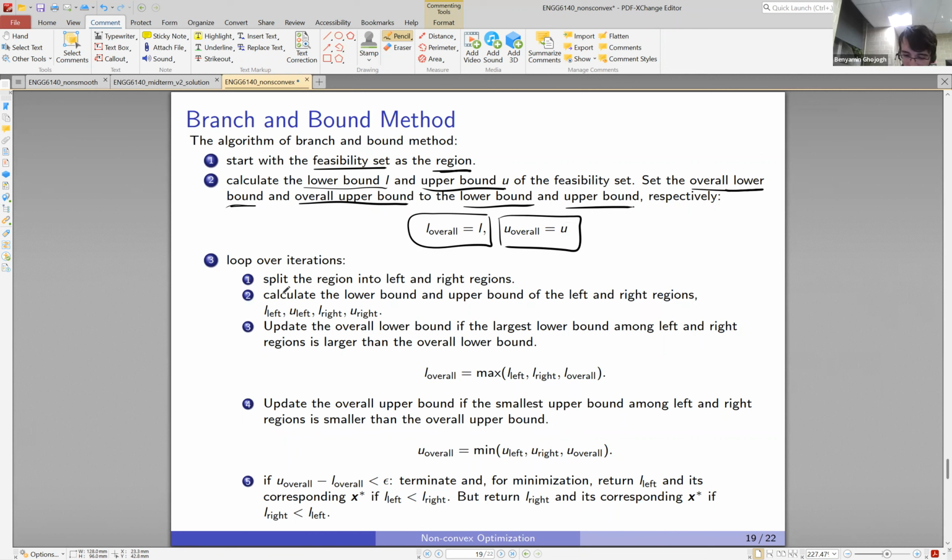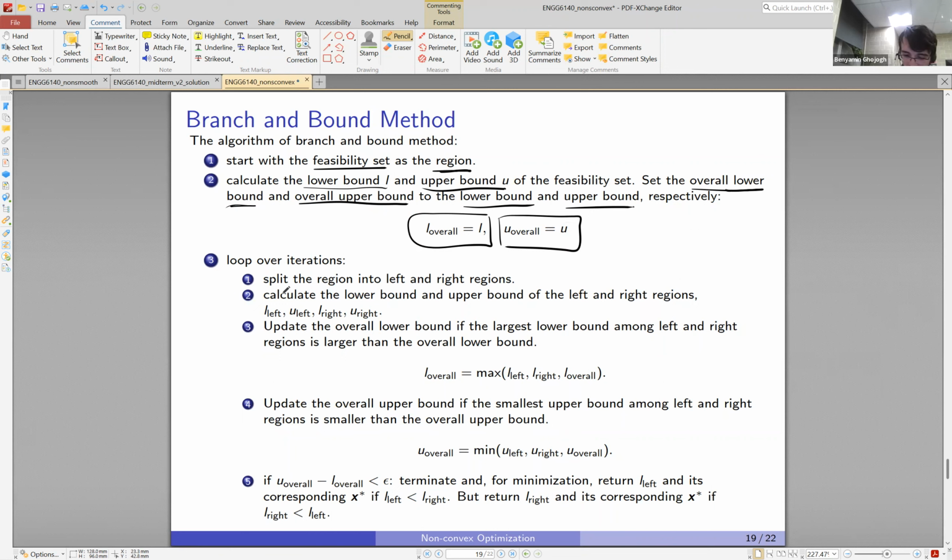And why do I call it left and right? Because it's actually a binary tree. So assume this is the region, you can represent it by a binary tree. You split it into 2 regions where the union of these 2 regions is this region, and they don't have any intersection. So it means that the disjoint union of these 2 subregions is the actual region, right? Divided into these 2 regions, I call them left and right regions.